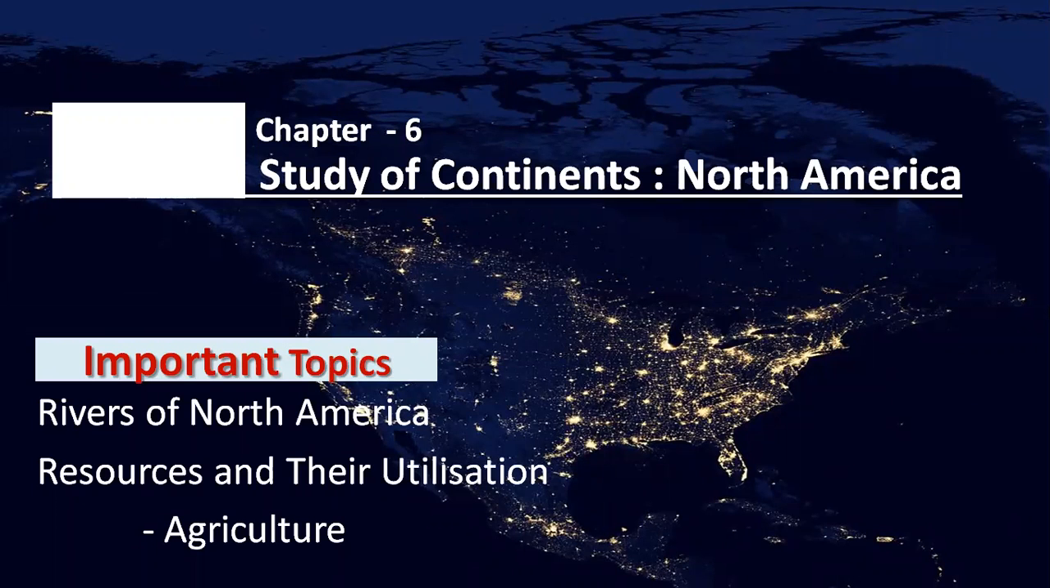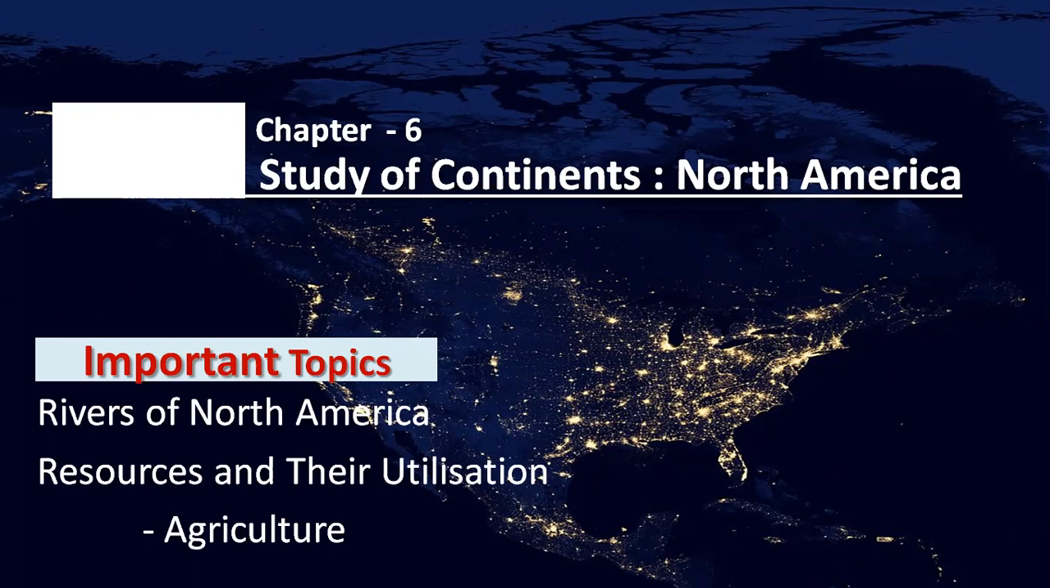In this video, we will discuss chapter 6, study of continent, North America. We already started this chapter with the earlier videos, and we also covered some of the important topics. In this video, the important topic which we are going to discuss is rivers of North America and the resources and utilization. Under that, we will study only one topic, that is agriculture, and the rest of the resources and utilization topics we will discuss with another video.